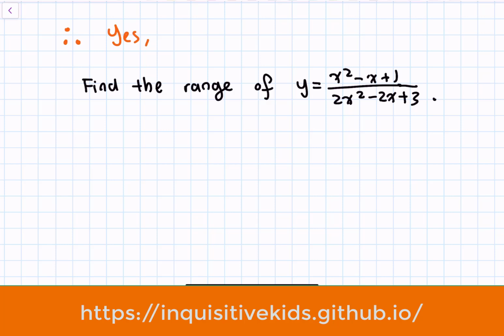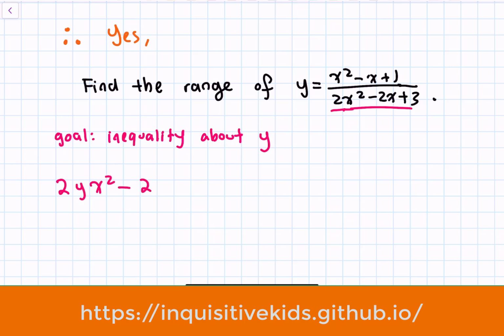Because we're looking for the range, we're looking for the set of values y can be, which means our final goal is to get to an inequality about y. Our first step, we can start off by multiplying this bottom denominator on both sides. So we have 2yx squared minus 2yx plus 3y is equal to x squared minus x plus 1.